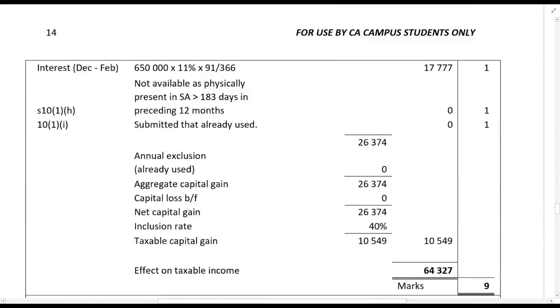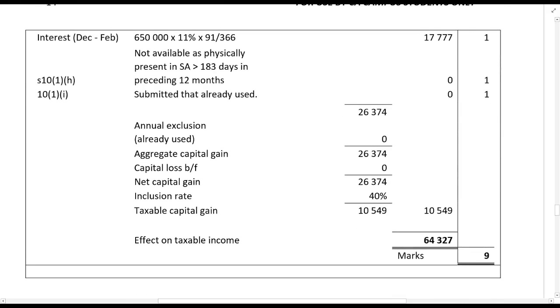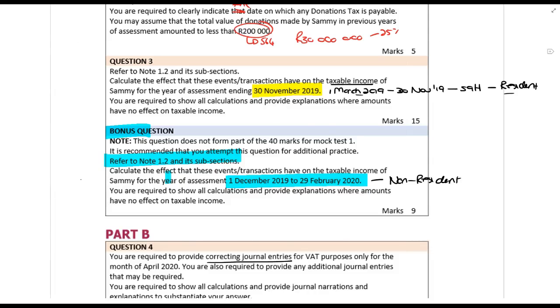When you are a non-resident, I just want you to see the difference here. The annual exclusion of 40,000, I made it nil here for that same reason. You've already used it up as a resident. Maybe there's room to argue that it should apportion it, but I wouldn't go into anything like that, guys. Nothing like that exists. So just do it like we've done it here. All right. That's it for the required.